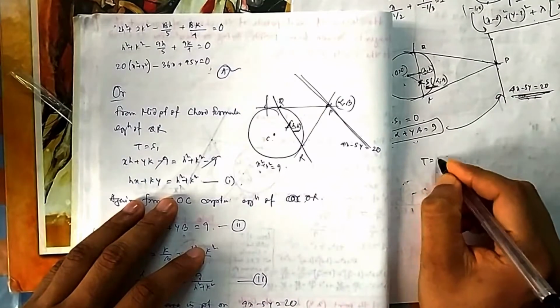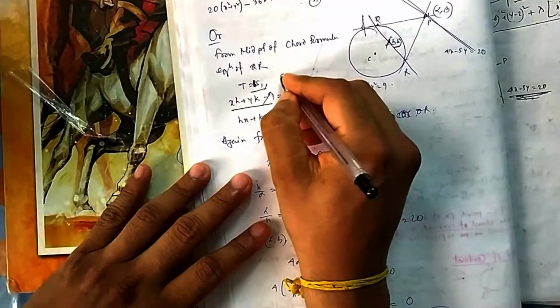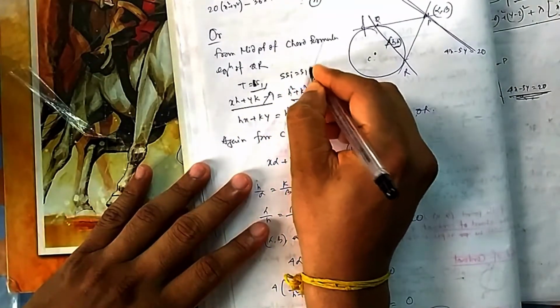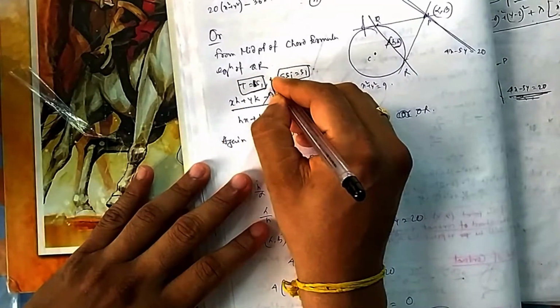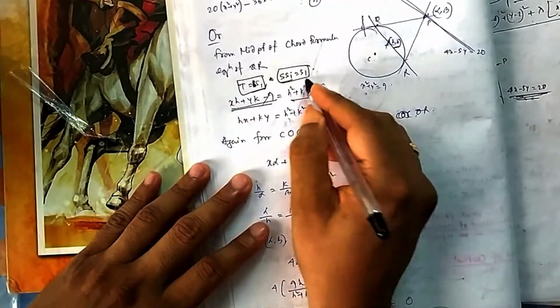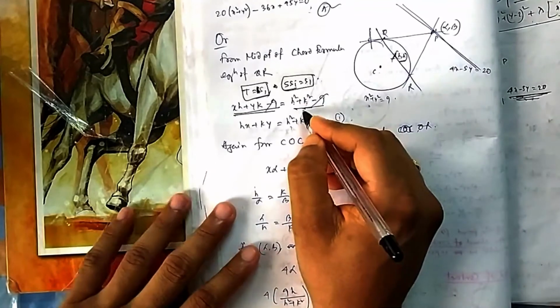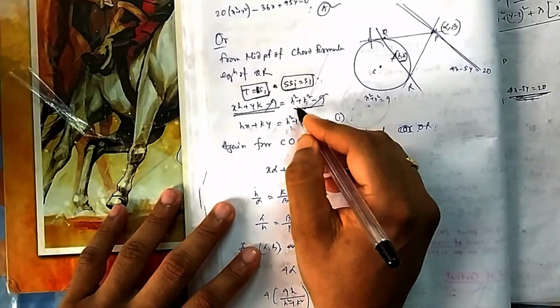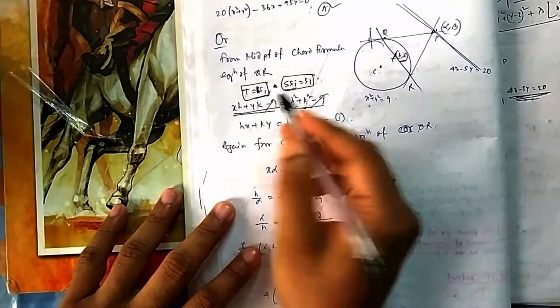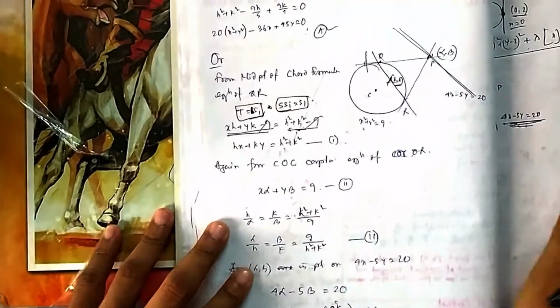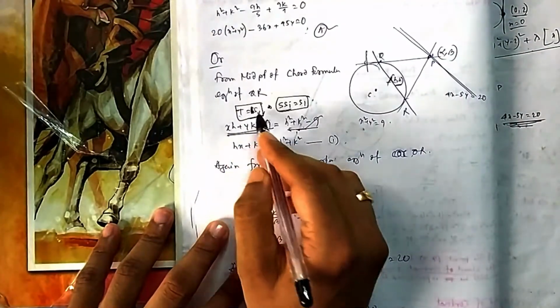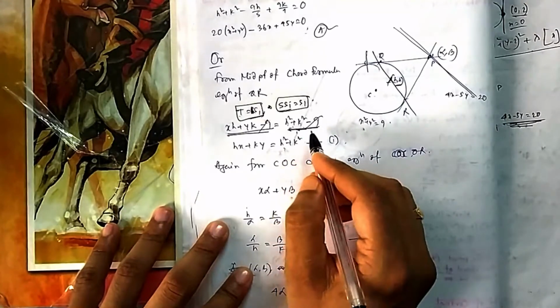This one was T equal to S1, or we write it as SS1 equal to S1. Either way you can remember, I told you. So you can use this one. SS1 is this one, or this is your S1. S1 is nothing but the power of that point. So you can put that point in the equation, or you can use T equal to S1, whatever you wish. So T is the SS1, and S1 is the power of the point. So you put this one.